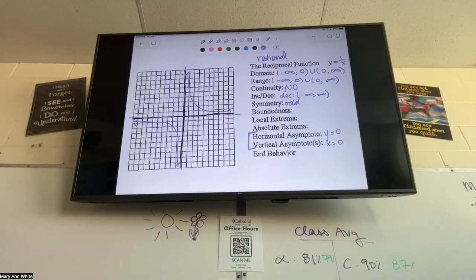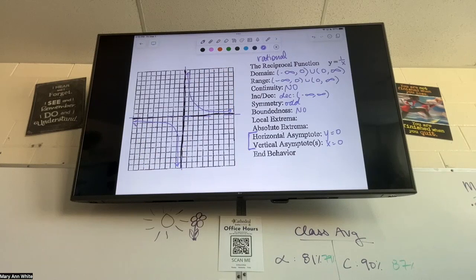Now, boundedness means that there's, again, a floor that you cannot go below or a ceiling that you can't go above. I'm gonna argue there's no boundedness because there is stuff below and there is stuff above. So there is no floor or ceiling that's gonna deny you access to go to one side or the other. So there's no boundedness.